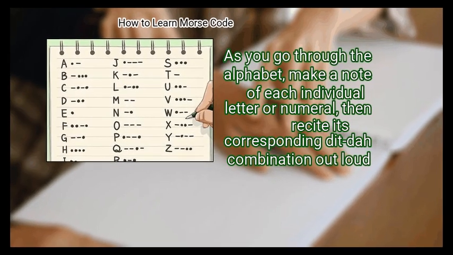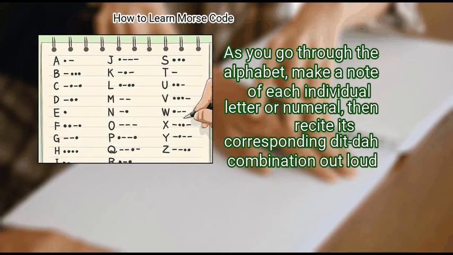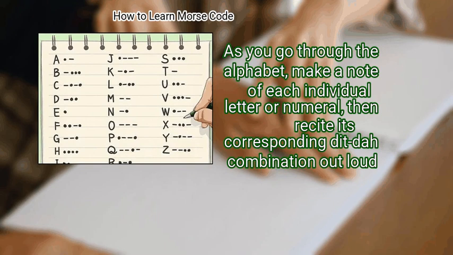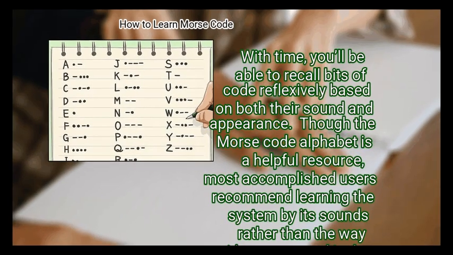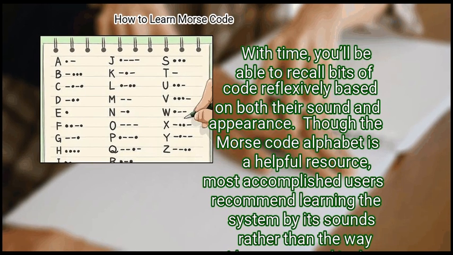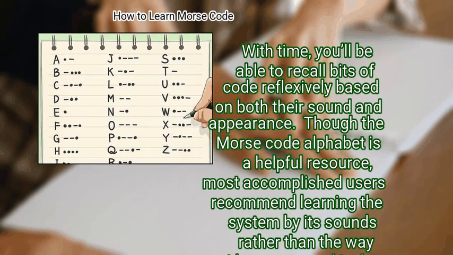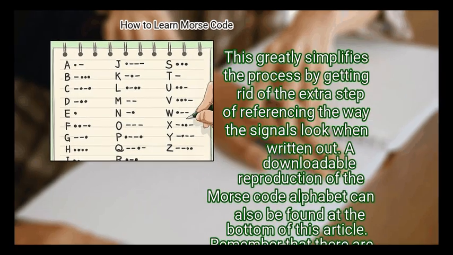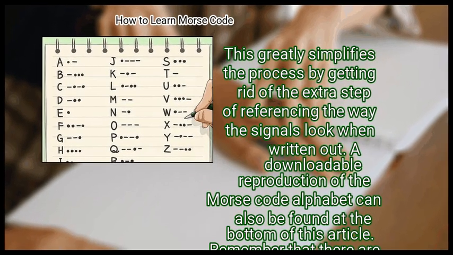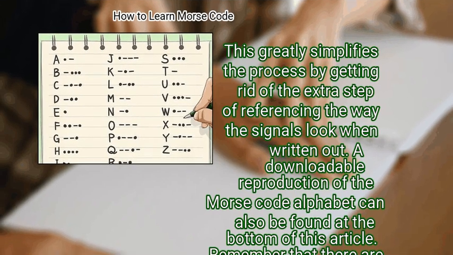As you go through the alphabet, make a note of each individual letter or numeral, then recite its corresponding DIT-DAH combination out loud. With time, you'll be able to recall bits of code reflexively based on both their sound and appearance. Though the Morse code alphabet is a helpful resource, most accomplished users recommend learning the system by its sounds rather than the way it's represented in the text. This greatly simplifies the process by getting rid of the extra step of referencing the way the signals look when written out. A downloadable reproduction of the Morse code alphabet can also be found at the bottom of this article.